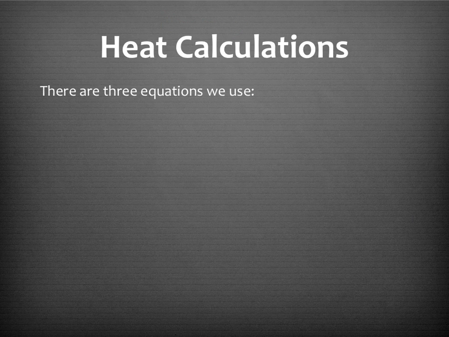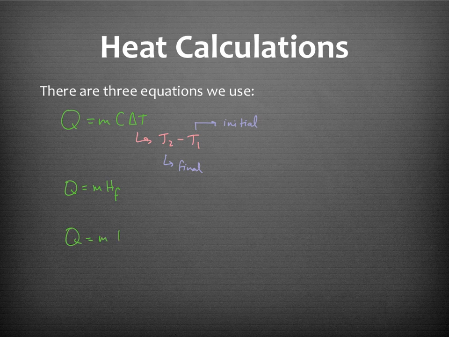All right, now there are three equations we use for heat calculations. And here, Q equals mc delta T. Sometimes I like to call it MCAT. Now you might see delta T expanded into T2 minus T1. Always follow that, where T2 is your final and T1 is your initial temperature. So final minus initial. The next equation you use is Q is equal to mHf, heat of fusion. And then the last one is Q is equal to mHv.